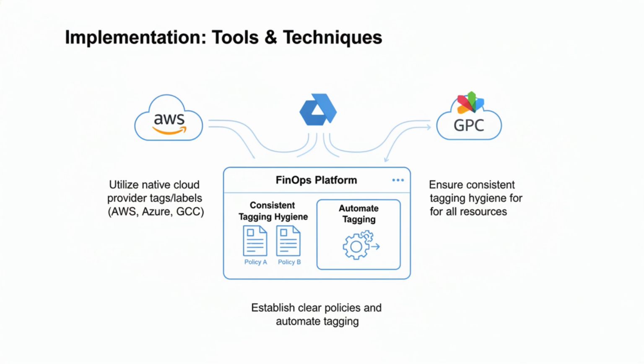Every resource must be consistently tagged with its associated namespace, team, and application. Automating tagging where possible and establishing clear policies and guardrails are essential to maintain the integrity of your cost data.